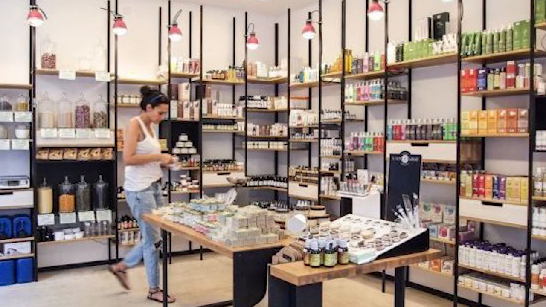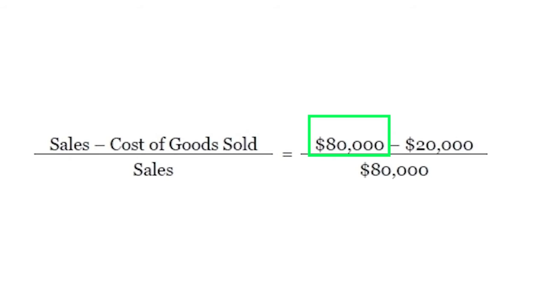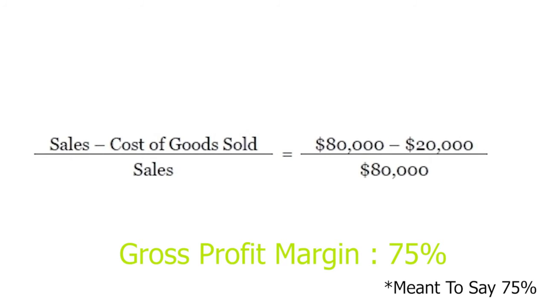Virginia runs a business selling cosmetics. Over the course of the year, her total sales were $80,000 and her cost of goods sold was $20,000. Virginia's gross profit margin for the year is 75%.